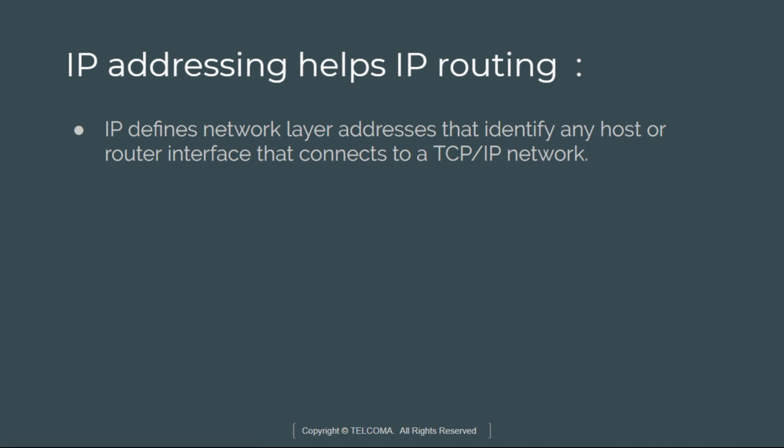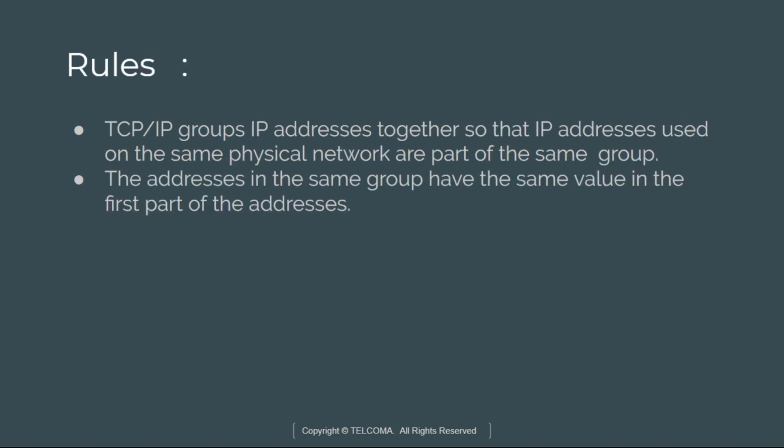So there are some rules for groups of IP addresses. These IP addresses are grouped in networks or subnets. TCP/IP groups IP addresses together so that the IP addresses used on the same physical network are part of the same group. IP calls these address groups an IP network or IP subnet.